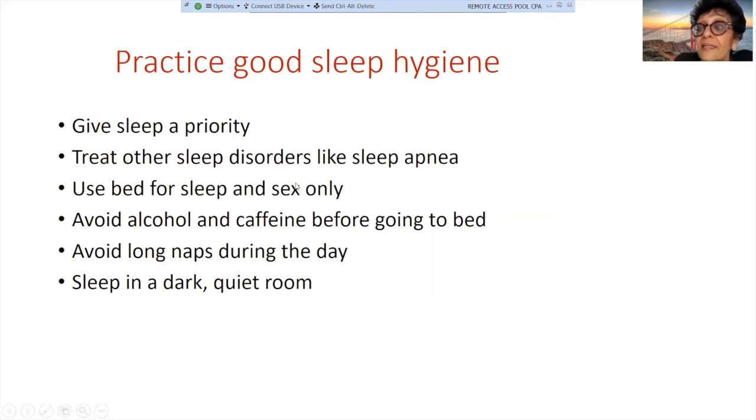You want to treat any other sleep disorders like sleep apnea because that can make oxygenation worse. We recommend that you use the bed for sleep and sex only. Avoid any alcohol and caffeine before going to bed because that can impact the quality of sleep. Alcohol especially can affect the function of the respiratory muscles, especially the upper airway muscles. We also say avoid long naps during the day because then that impacts the ability to sleep at night. And it's really important to turn off all electronics and to sleep in a dark, quiet room.